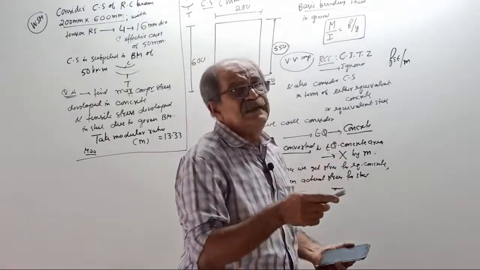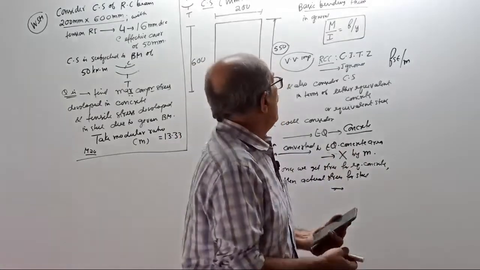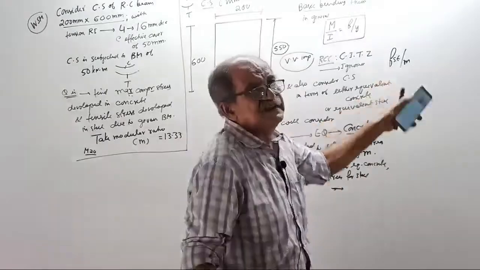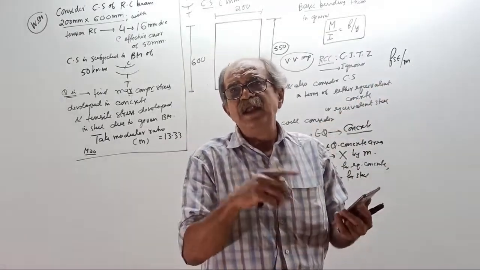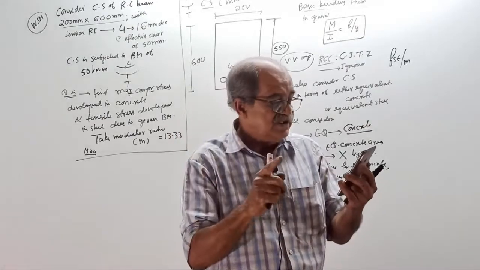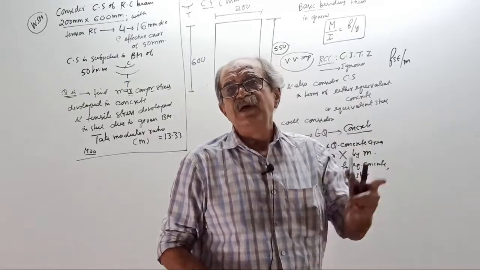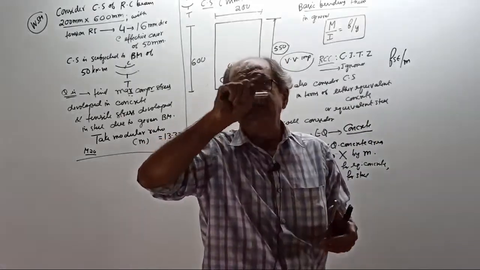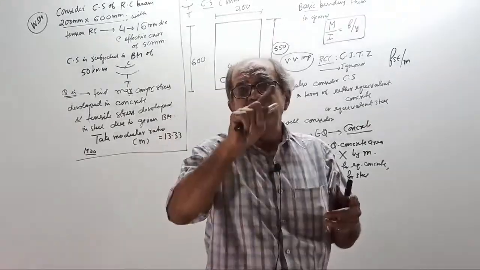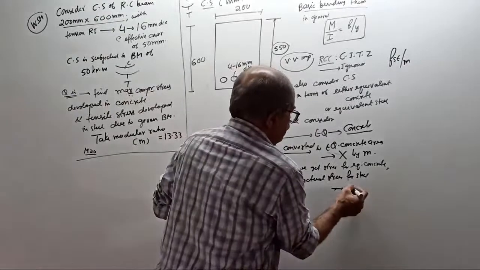In RCC, I will go to RCC later. In RCC, FST is the stress in steel. We want the equivalent for concrete, so we divide by M. But here, whatever stress comes in concrete, we want what stress will come in steel. Steel will get more stress. It is again multiply by M.